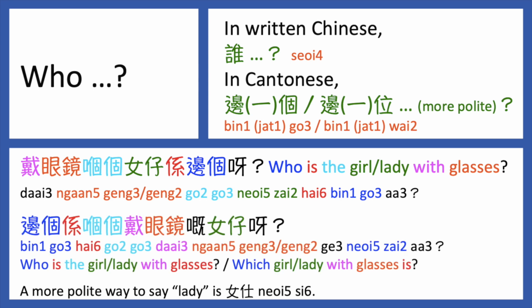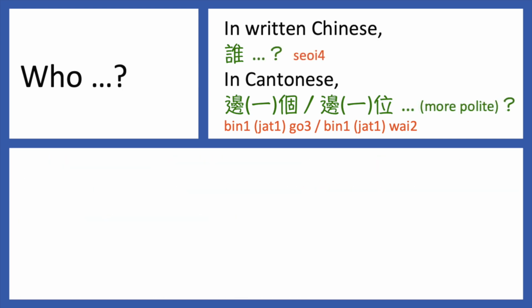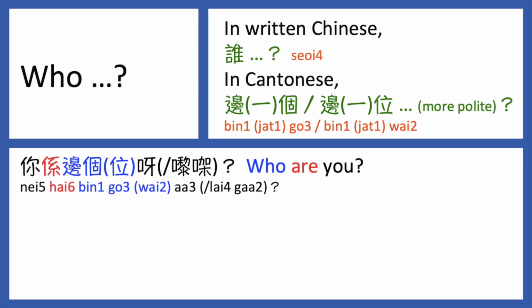邊個係嗰個戴眼鏡嘅女仔啊？ If asking people 邊位？ with a wrong tone, it may cause misunderstanding. 你係邊個啊？你係邊位啊？你係邊個嚟㗎？你係邊位嚟㗎？ They are common questions asking who you are.